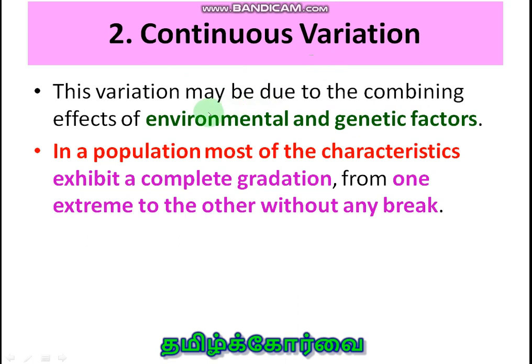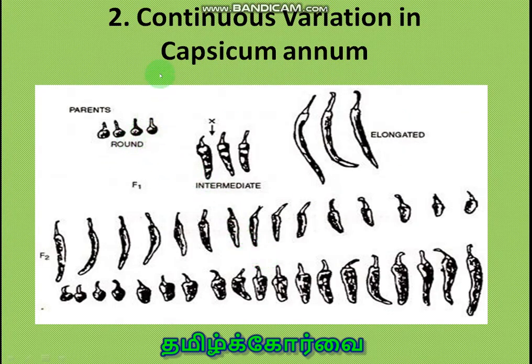Continuous variation. It is influenced by both environment and genetic factors. In a population, most of the characteristics exhibit a complete gradation from one extreme to the other without any break. Suppose you take the example of Capsicum annuum, that is the chilies. It shows continuous variation with respect to its fruit length. When we cross the round fruit with the elongated one, we will get intermediate in the F1 generation. When you self-pollinate the F1 generation, in the F2 generation we will get a variety of length of the fruits. So it is called continuous variation.